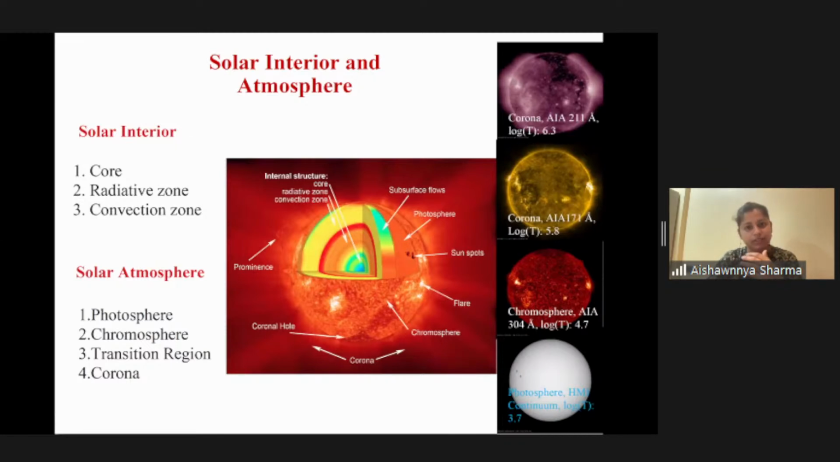Whatever energy is generated in the core travels outward through different processes. Just outside the core, there is a zone called the radiative zone. In the radiative zone, the mode of energy transfer from the core is radiation. This radiative zone is pretty big, about 70% of the solar radius. Then just after the radiative zone, there is a convective zone, where the mode of energy transfer is convection.